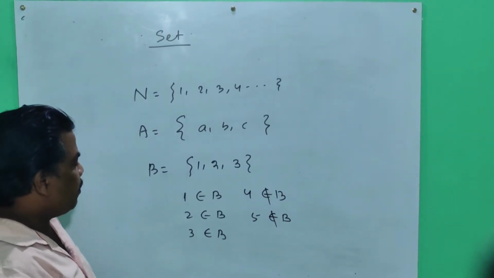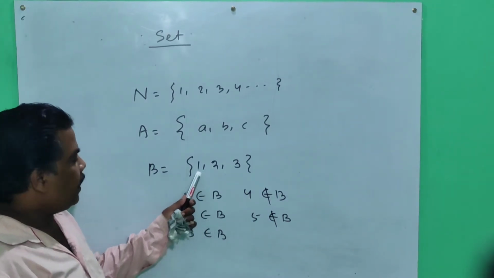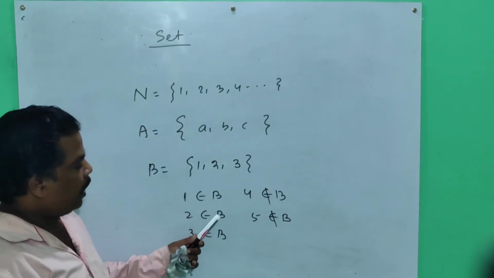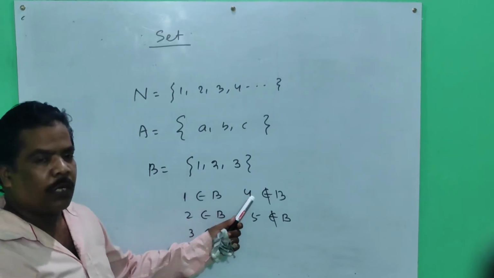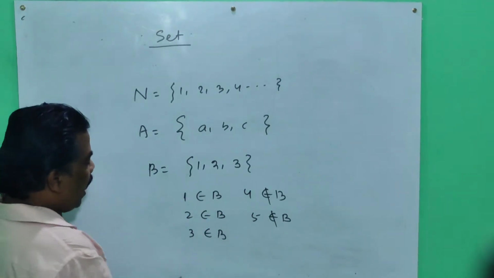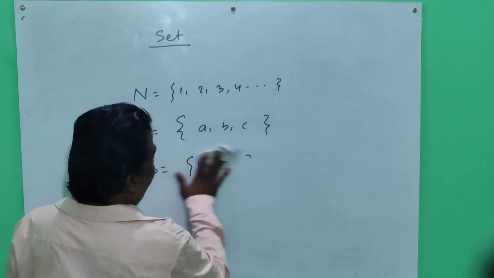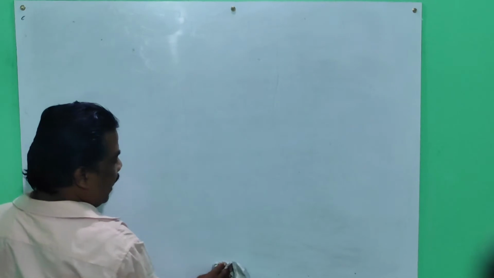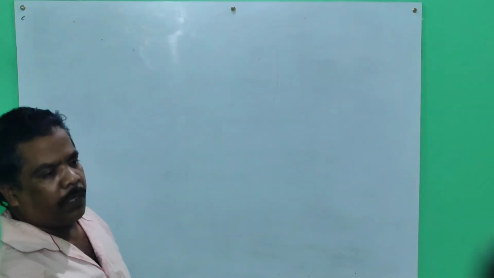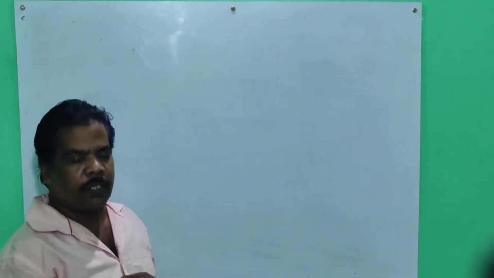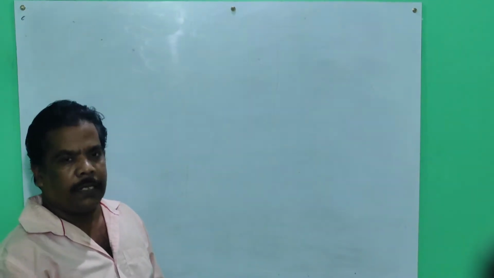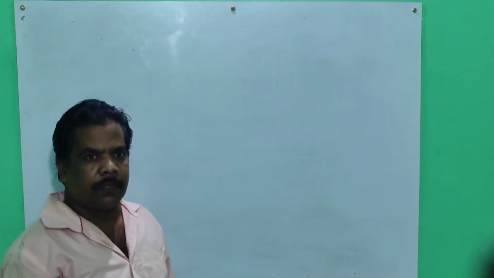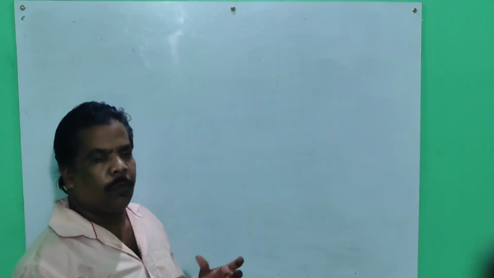Here, this is the symbol of belongs to. If 1 is an element, we write 1 belongs to B. If 4 is not an element, we write 4 does not belong to B. So now we know what a set is, how we name a set, and how we write the elements of a set. In a set, elements must be small letters and the name of the set must be capital letters.